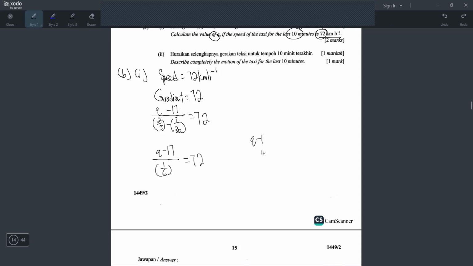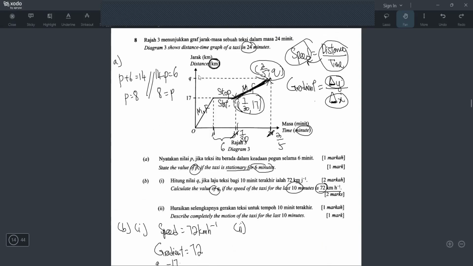So now let's erase. Now we can find our q. So how to find q? Well, we can slowly move the 1 over 6 and then move the 17. 1 over 6, when you move, it becomes times, right? Because it sits at the bottom. So it becomes 72 times 1 over 6, which is q minus 17 equals 12. Okay, and then now you get your q is equal to 29, right? And since your q is the distance, I think it's better if you write the unit kilometer there, right? Because q is on the y-axis, and the y-axis is the distance in kilometer. So that's how you do it.